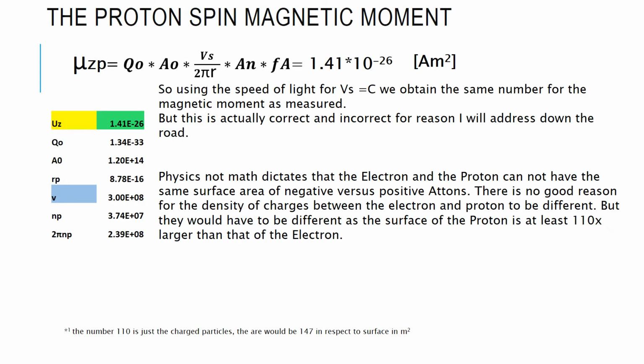Having done that, using the previous values of Q0, A0, and the factor F, and additionally assuming that Vs is C, I achieve the exact measured value for the magnetic moment of the proton, being 1.41 times 10 to the power of minus 26.